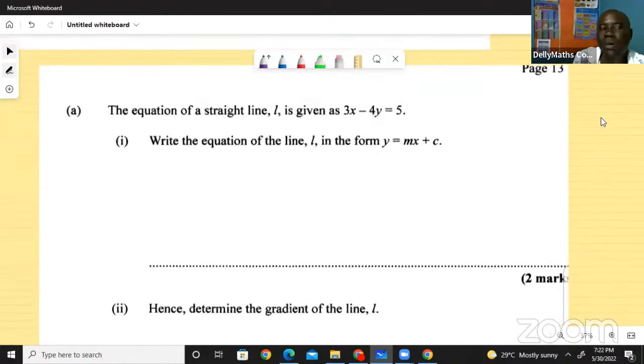All right. So this one says the equation of a straight line L is given as 3x minus 4y, which is equal to 5. Write the equation of the line L in the form y is equal to mx plus c.